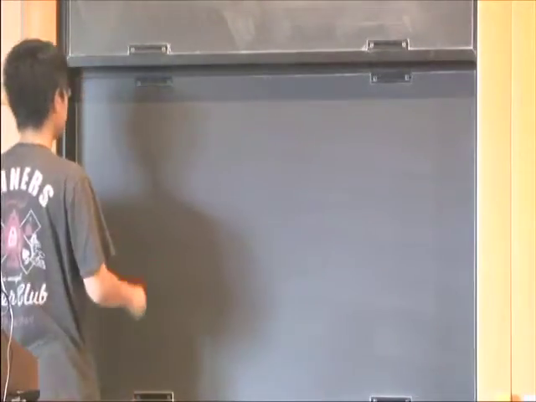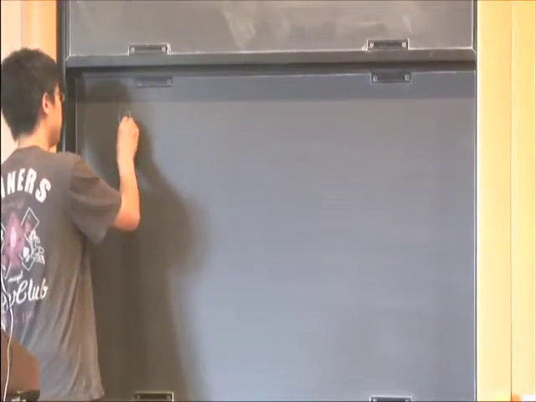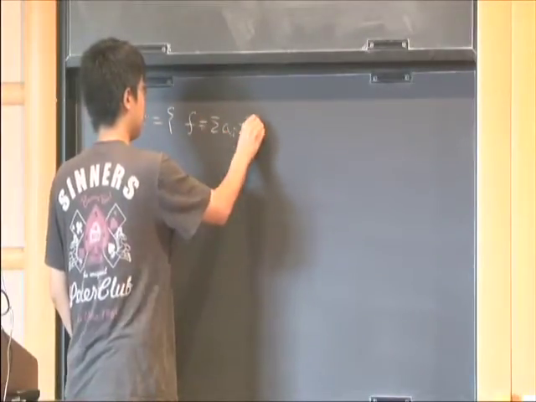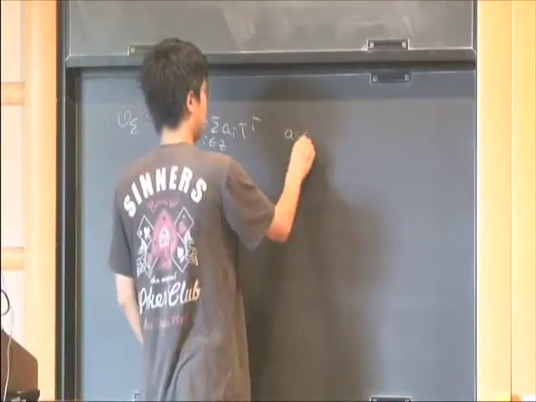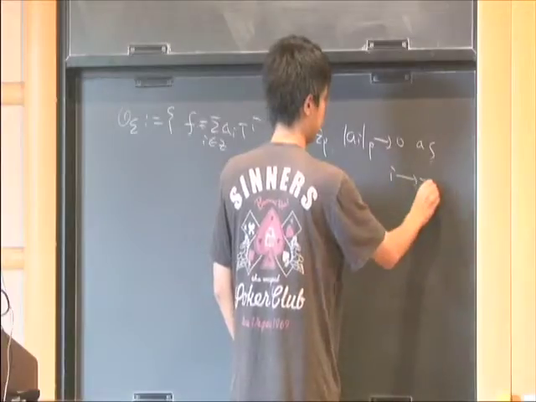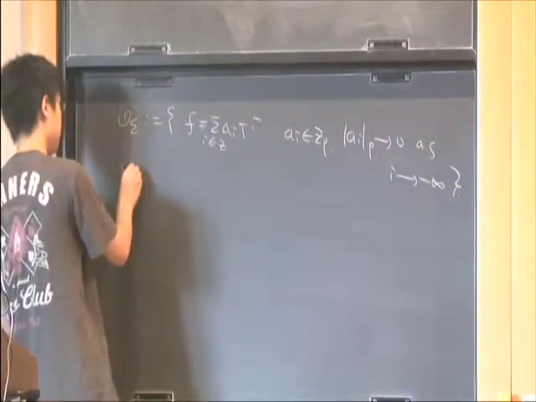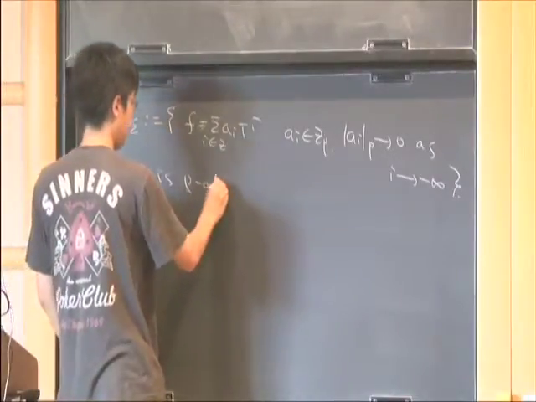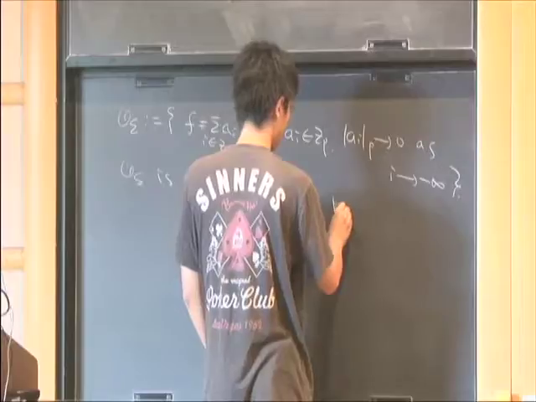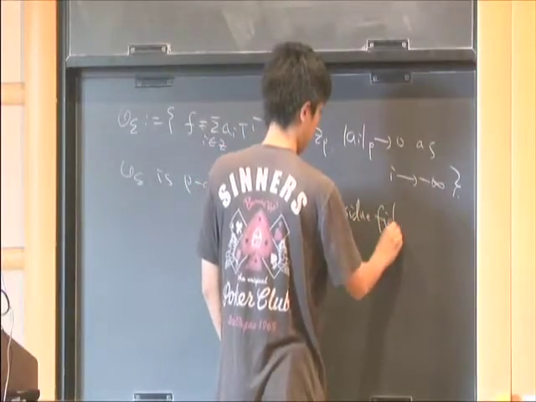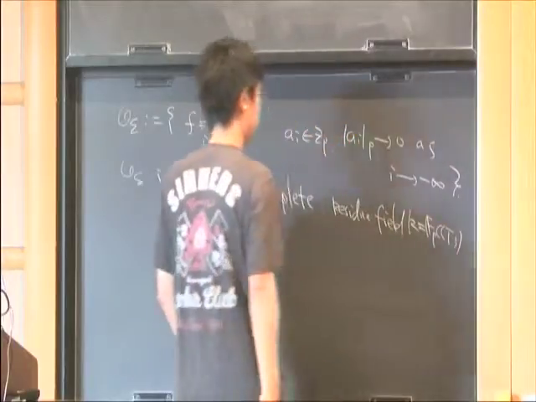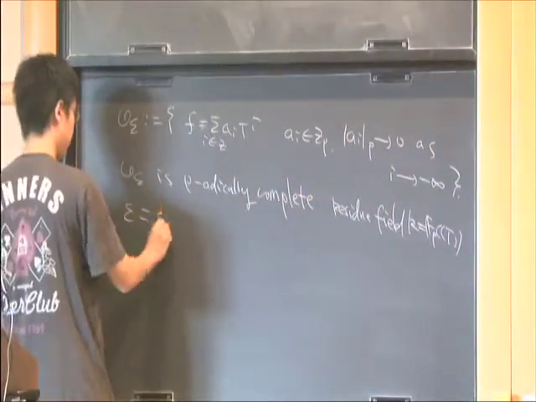So now we define these phi-gamma modules. We need to introduce some more objects. We define O_E to be the set of power series f equal to the sum of a_i T^i, i in Z, where a_i is in Zp, and the p-adic norm of a_i approaches zero as i approaches negative infinity. It's not hard to see that O_E is p-adically complete, and the residue field k is Fp double round bracket T. Let E be the fraction field of O_E.